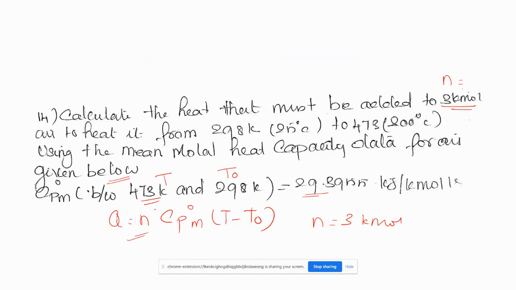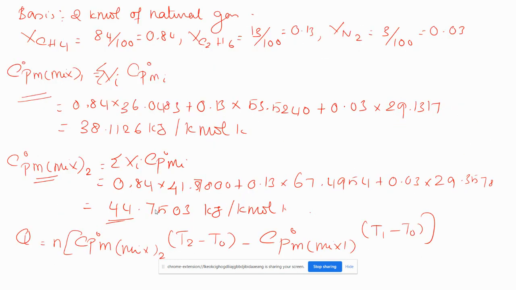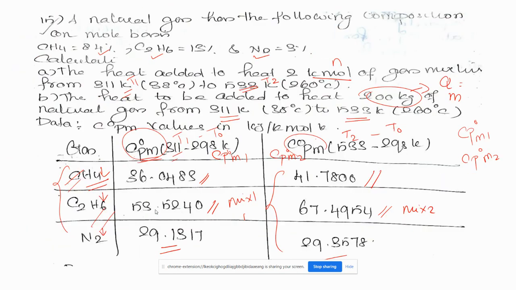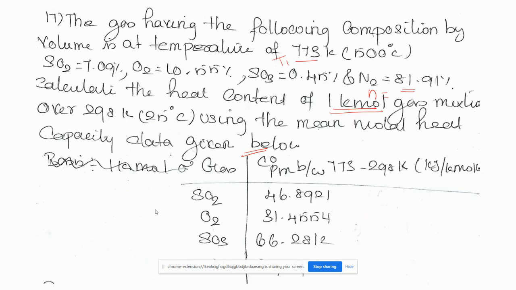And the next problem, we have got only one Cp naught m value. Same way here, previous two problems, we had two Cp naught m mix values, but in this problem, you are having only one mix. So the formula will become Q is equal to N into Cp naught m of mix into (T minus T0), if there is only one mix.